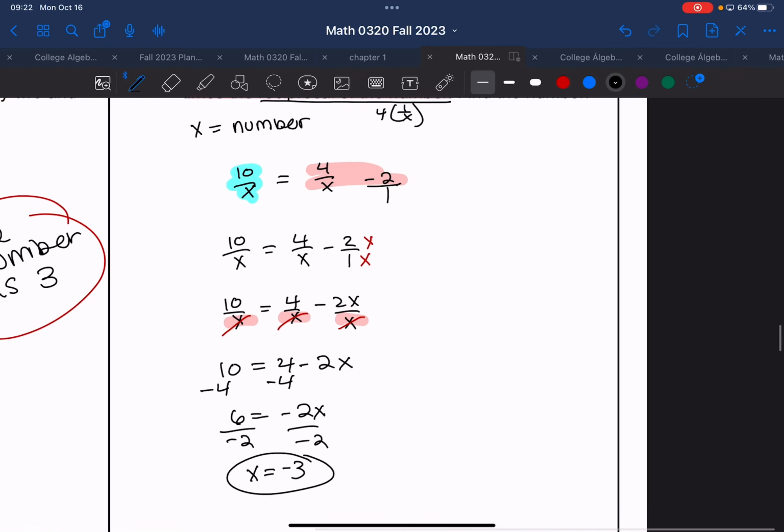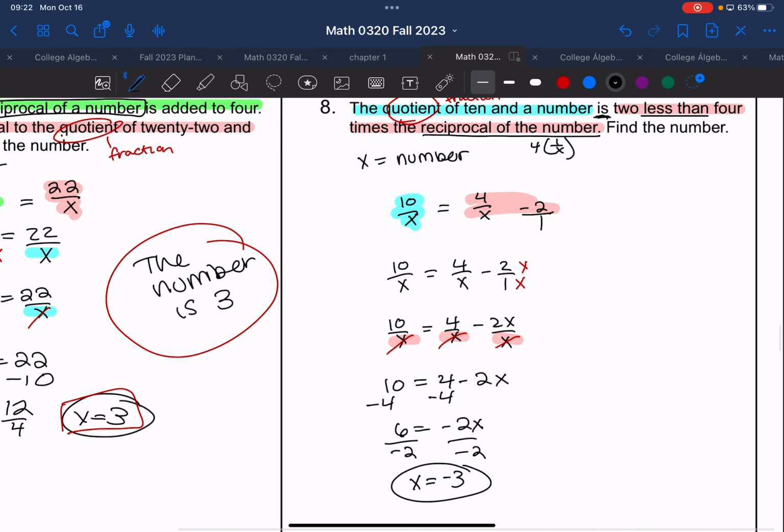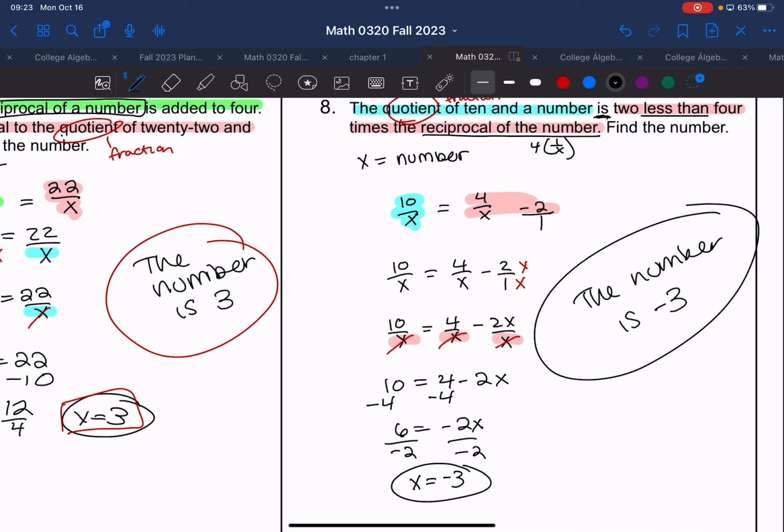But since this is a word problem, my answer has to be written as a sentence. So what's my sentence? Good. The number is negative 3. That's my answer.